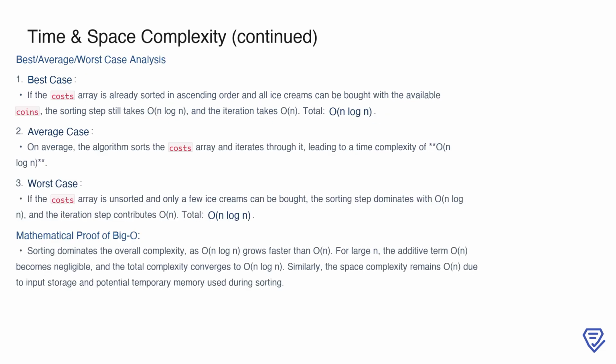Finally, let's analyze the best, average, and worst-case scenarios for the algorithm. In the best case, the costs array is already sorted in ascending order, and the available coins are sufficient to buy all the ice cream bars. Here, the sorting step still takes O(n log n), while the iteration step adds O(n), resulting in a total complexity of O(n log n).